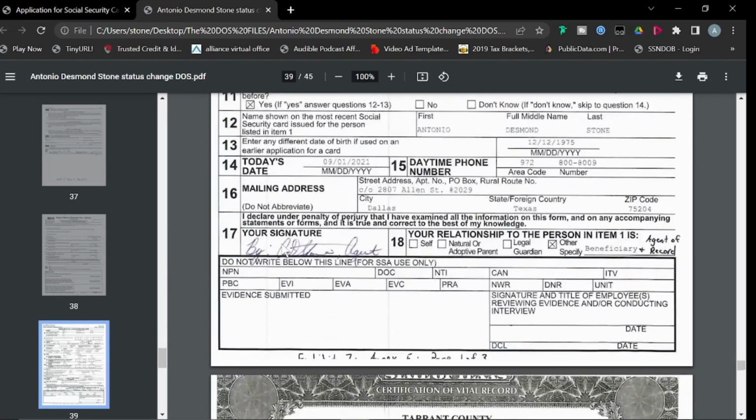Do you see my application? Are you looking at it? He said, yeah, I'm looking at it. So then when he looked at box 17 and 18, what did he do? First thing he said was, can you just put self right there? Just put self right there. I say, well, you have 1, 2, 3, 4 different options there. So why do I need to put self? I just told you who I was. I put other there and beneficiary and agent of record there.